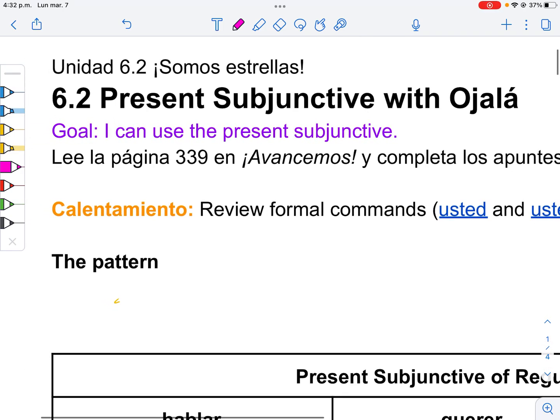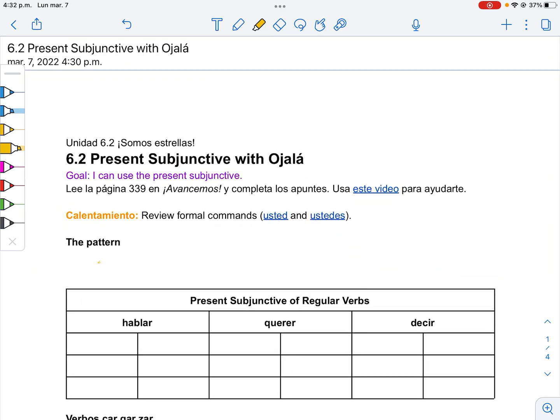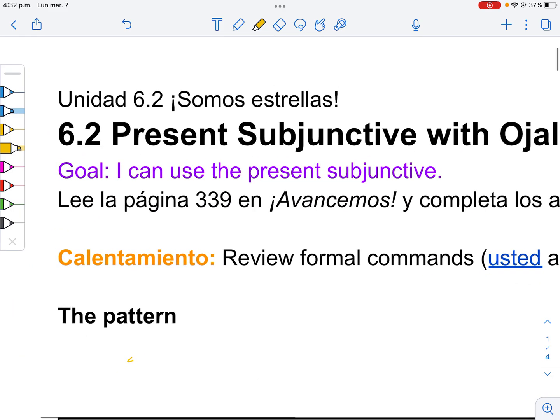Hola a todos! Today we're going to talk about the present subjunctive with Ojalá, which is, to me, one of the most interesting words in the Spanish language. Your goal by the end of the day is to use the present subjunctive.